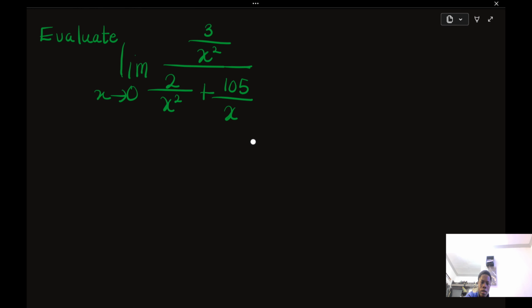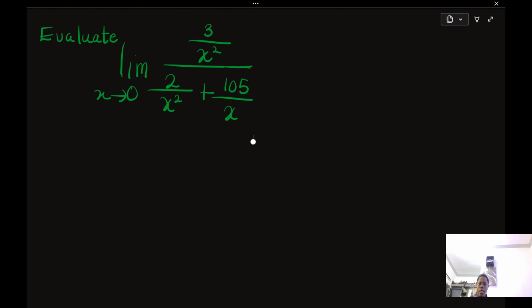I have posted this question earlier, so I would like us to find a solution to it. Now we are to find the limit of the expression 3 divided by x squared, divided by 2 over x squared plus 105 divided by x, as x approaches 0. Now how do we go about this?